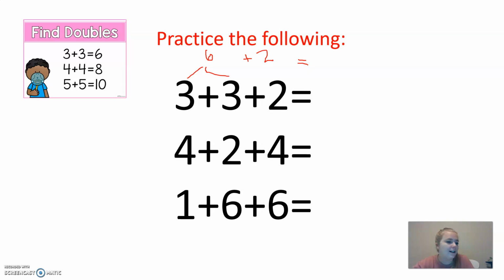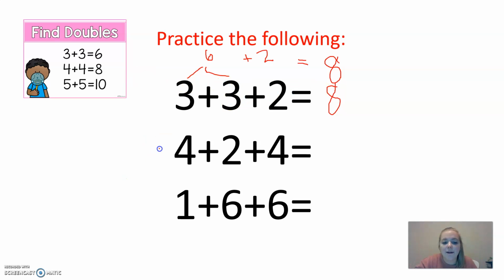So you can use any strategy to solve this. I'm going to put 6 in my head and count on 2. So I have 6, 7, 8. Okay? So I know the answer to 3 plus 3 plus 2 is 8. All right? I could have drawn a picture to figure out 6 plus 2 as well. I could have drawn 6 circles and then 2 more and counted them all together. Because remember, adding is all together.